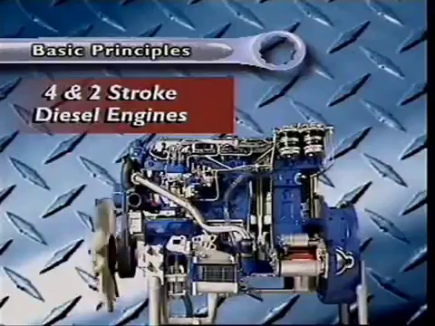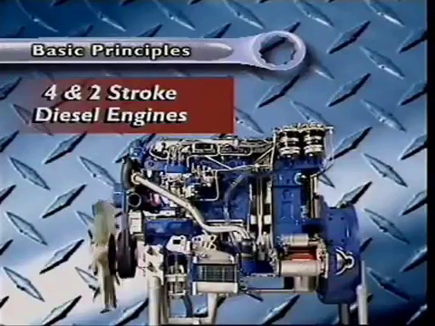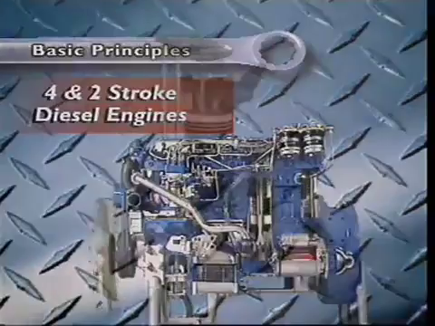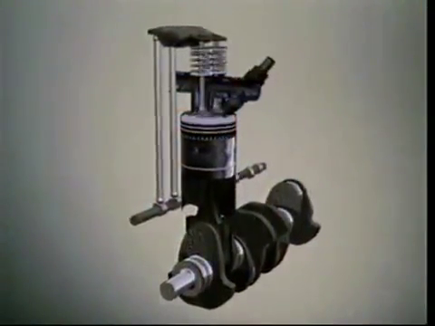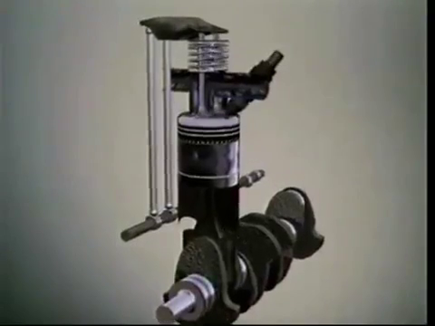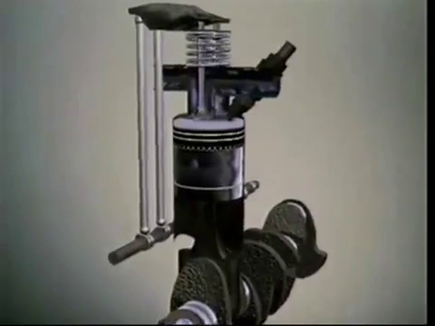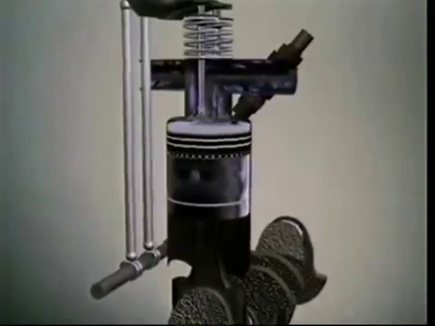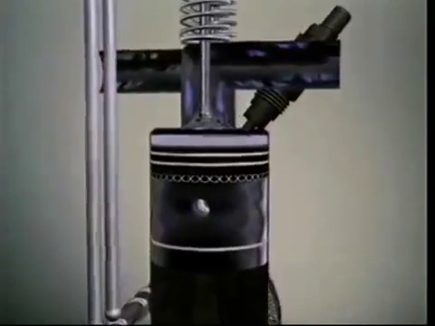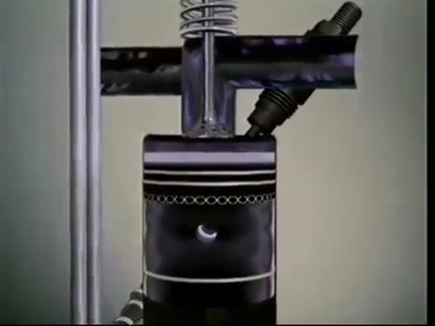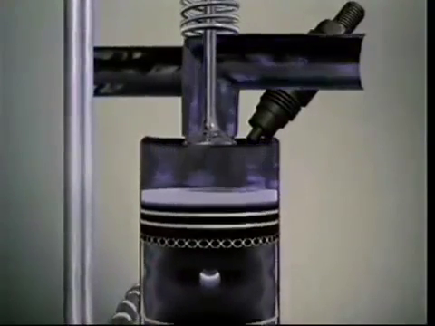Let's look at the basic principles of the 4- and 2-stroke diesel engine. This is one cylinder of a 4-stroke diesel engine. This model uses what is called direct injection. It's an internal combustion engine with the 5 events common to all internal combustion engines. Let's see how they happen in diesel engines.